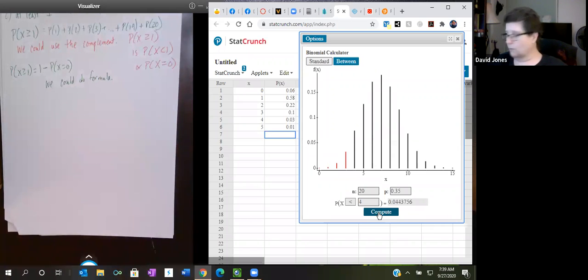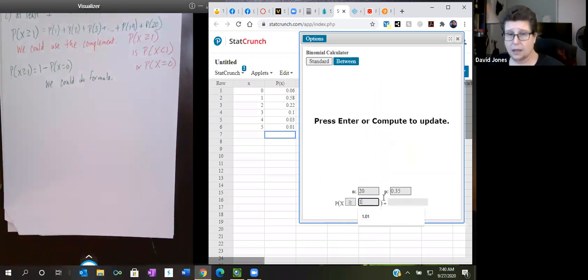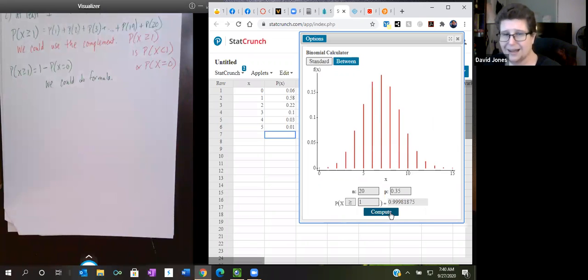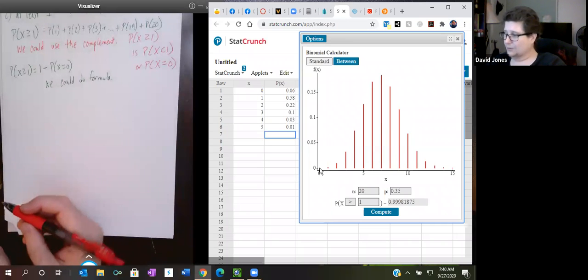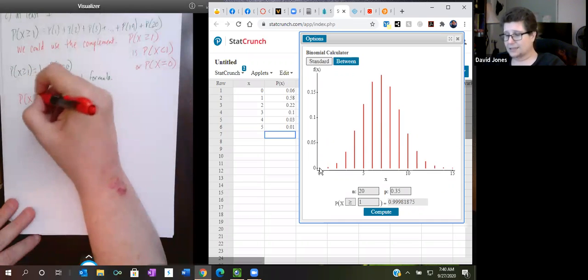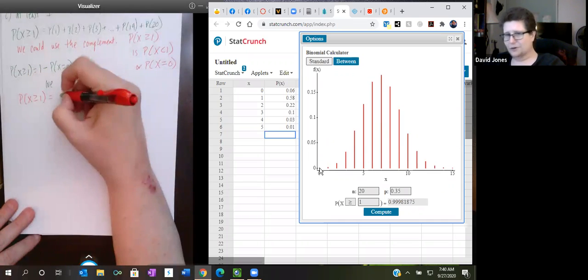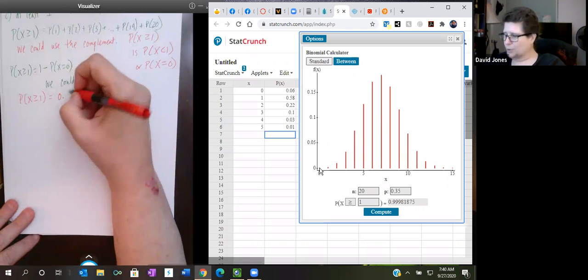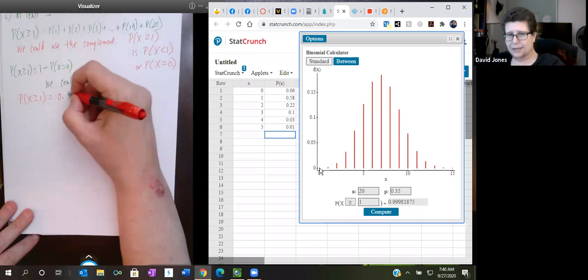Again, still error prone, or we can just go into StatCrunch, enter in our values, and say x is at least 1, x is greater than or equal to 1. Click compute. Notice all of the columns are red. You can't see it very well. The first column is black. It's including everything but the probability that x is equal to 0. Probability that x is greater than or equal to 1, in the binomial scenario with n of 20 and p of 0.35, is 0.9998185.